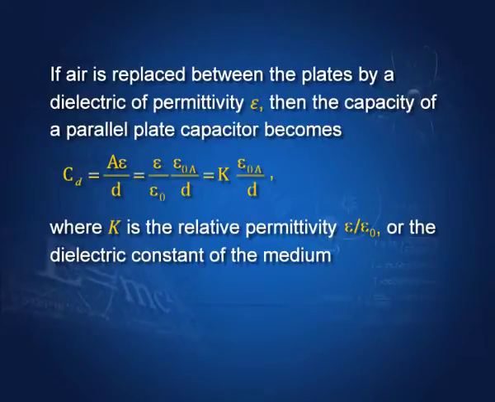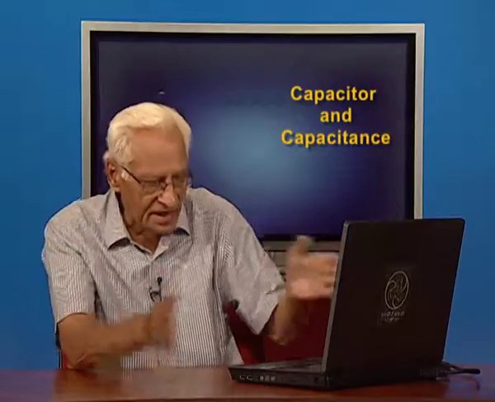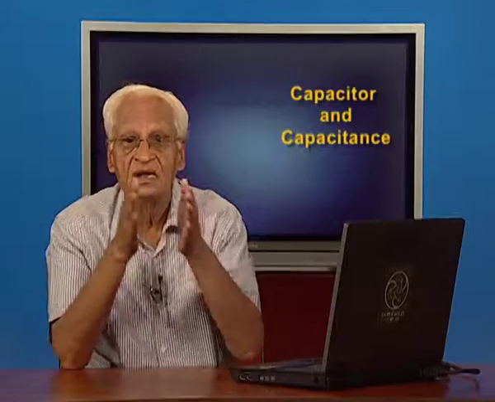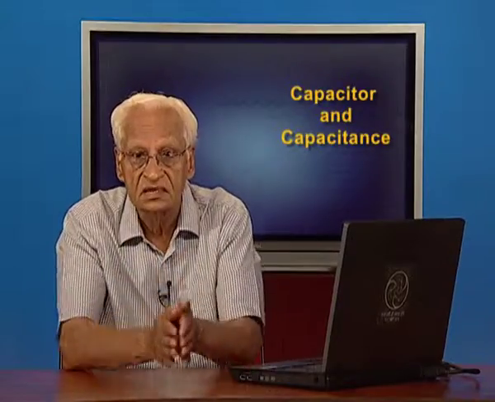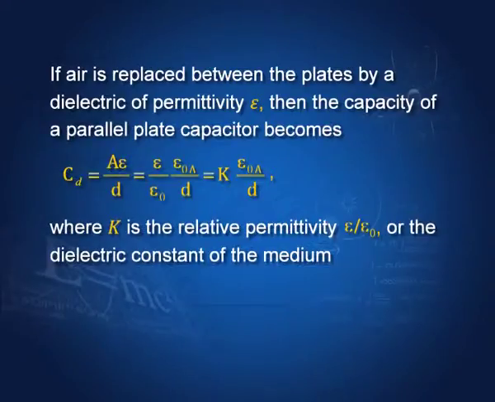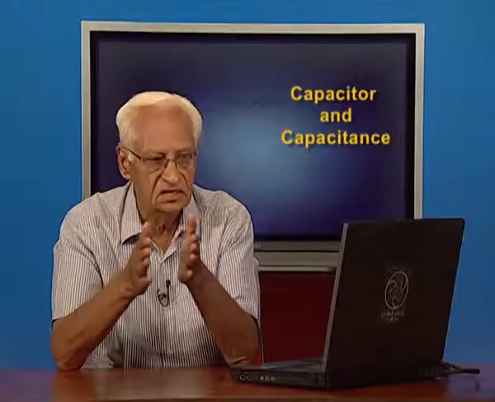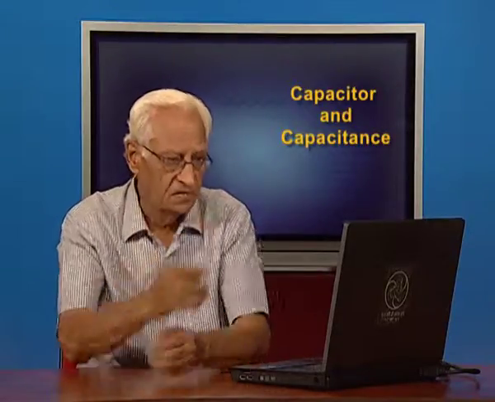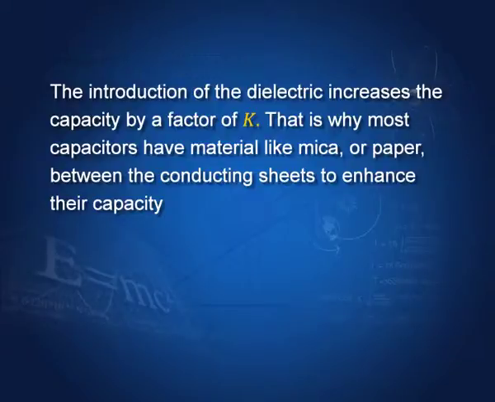So, the capacity when there is a dielectric in between the two plates is K times epsilon 0 A by d. That means the capacity is enhanced by a factor K, it increases, and that is why most capacitors where we need large capacity have materials like mica or paper between the conducting sheets.